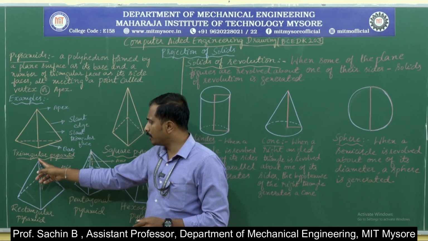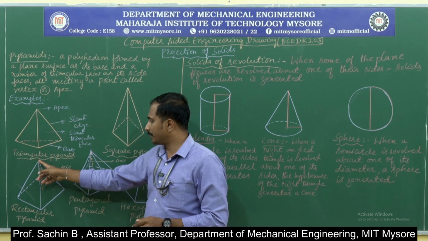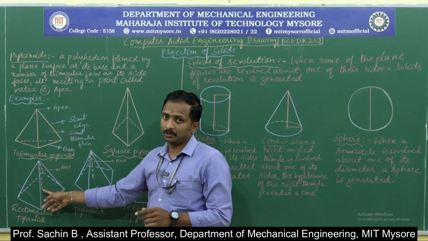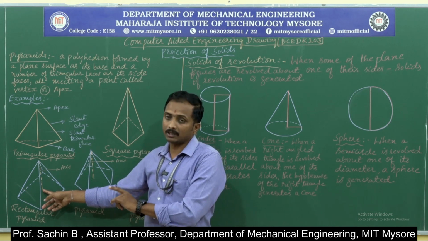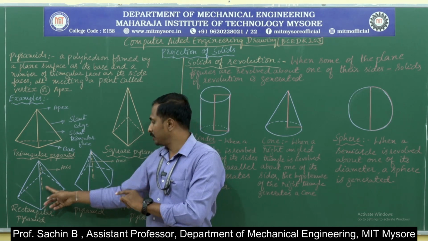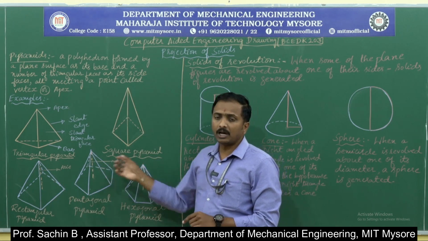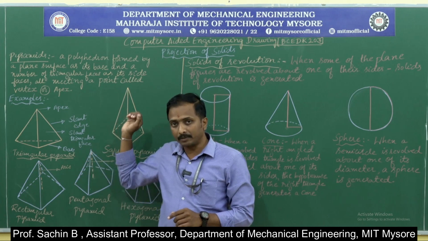And here, from the apex or the vertex, an imaginary line drawn to the center of the base in all the pyramids is called the axis. Again here, this is a pentagonal pyramid, and this is a hexagonal pyramid. These are some of the examples of pyramids.